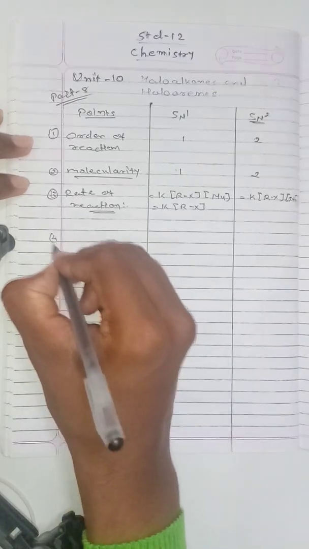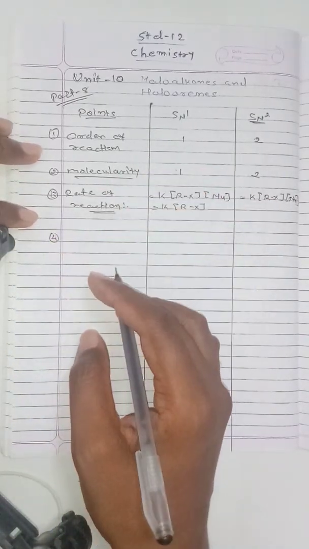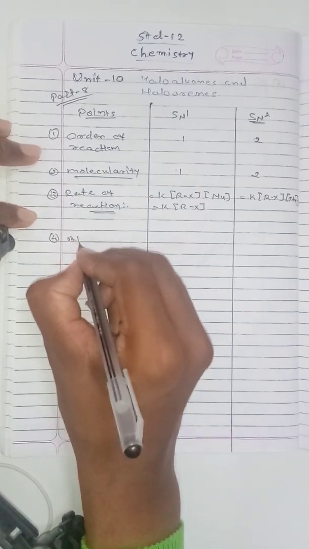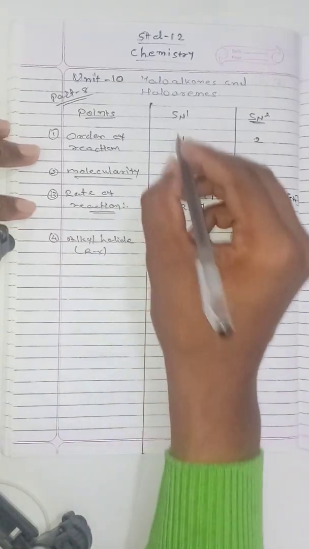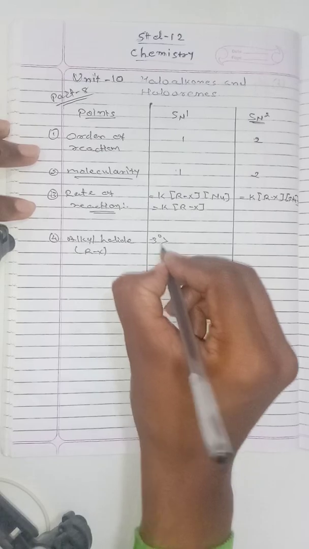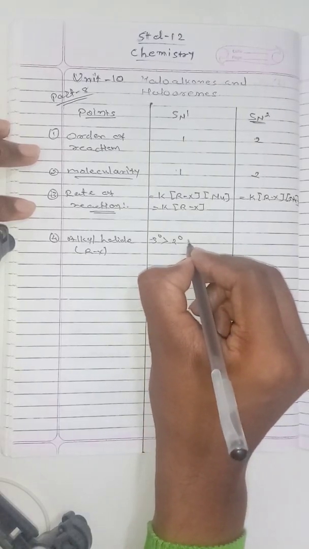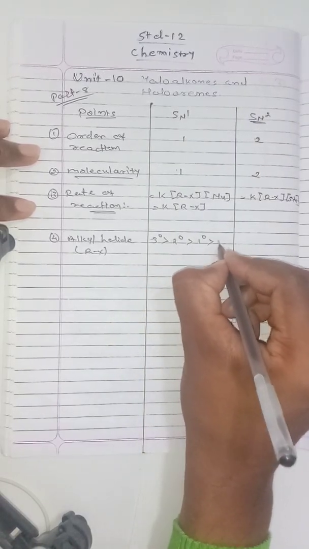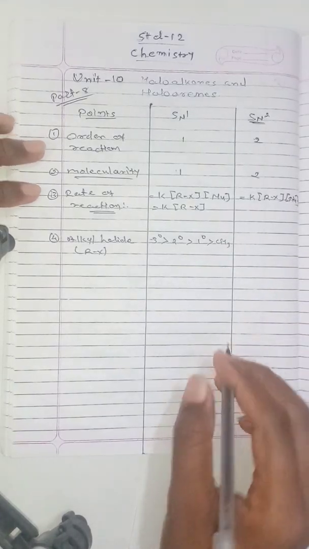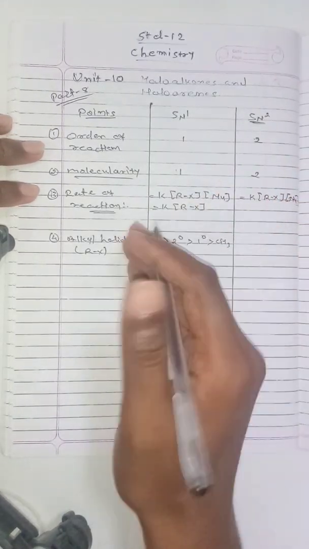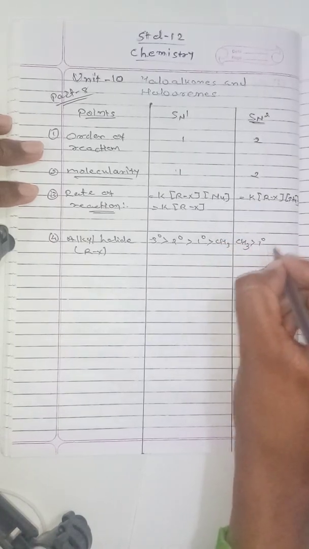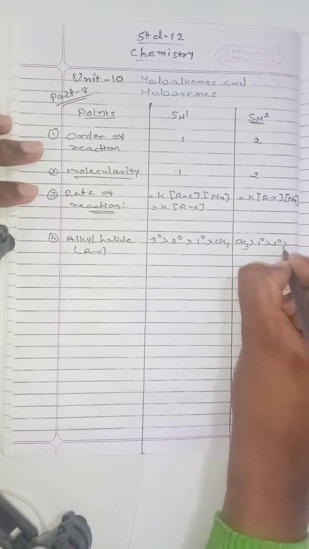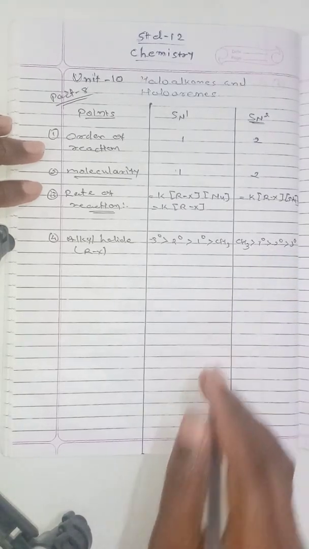Then, which type of alkyl halide most favors the SN1 reaction? That means here alkyl halide RX. For SN1 reaction, tertiary alkyl halide is most favored, then secondary, then primary, and then methyl. While in SN2 it's the opposite: methyl, then primary, secondary, and tertiary.